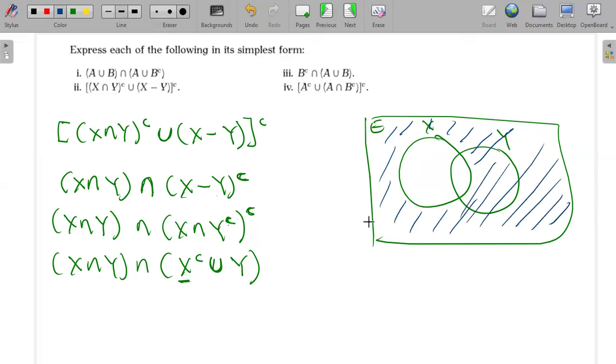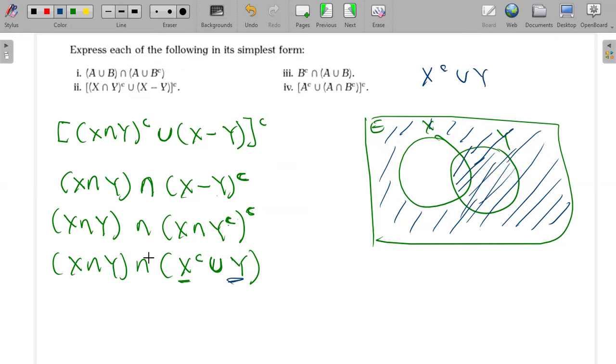Then they're saying this X complement union Y. So I just bring or include Y there, elements also that I want. So that would include this part also, like that. So let me shade this. So this here would be the A, the X complement union Y. This is how it would look.